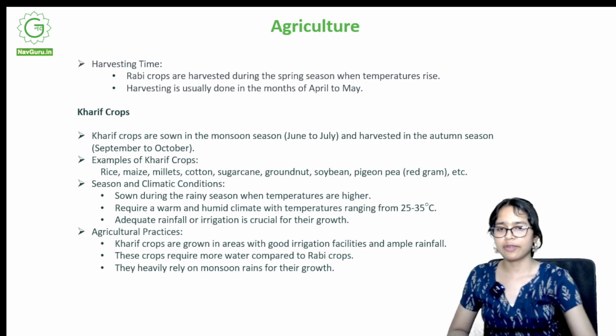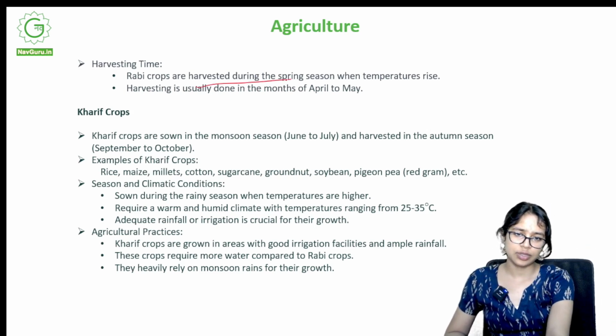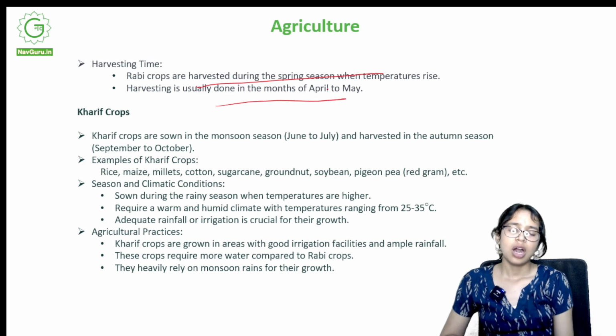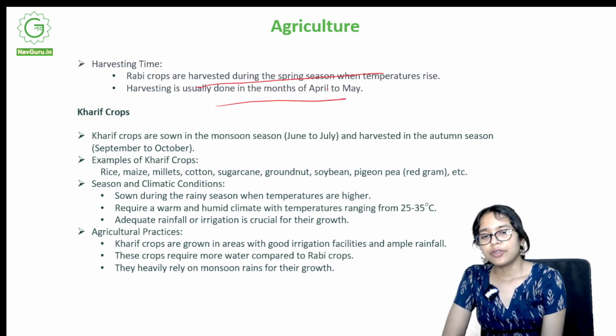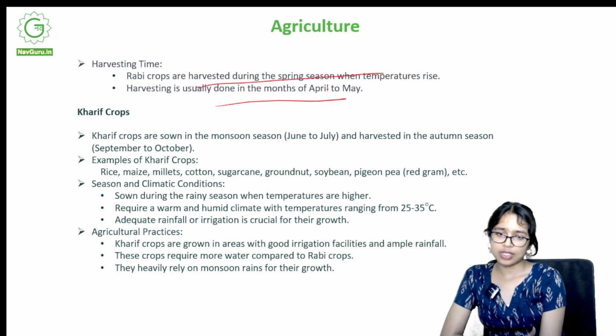What is the harvesting time for Rabi crops? They are harvested during the spring season when temperatures rise. Harvesting is usually done in the months of April to May. Kharif crops are sown in the monsoon season.